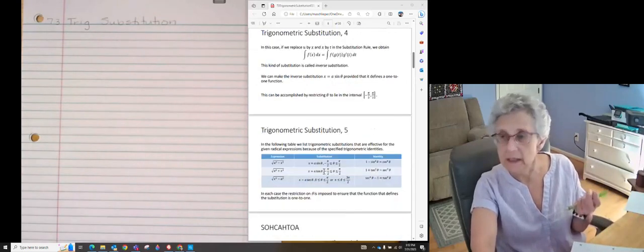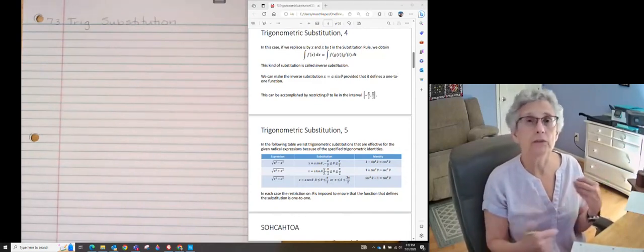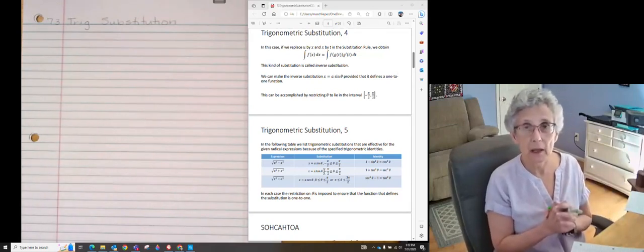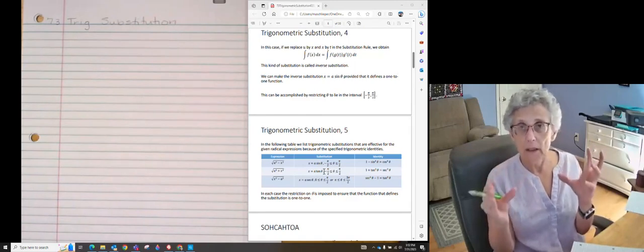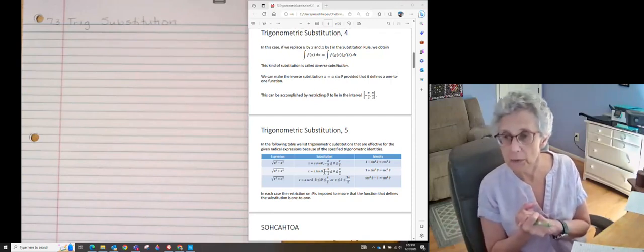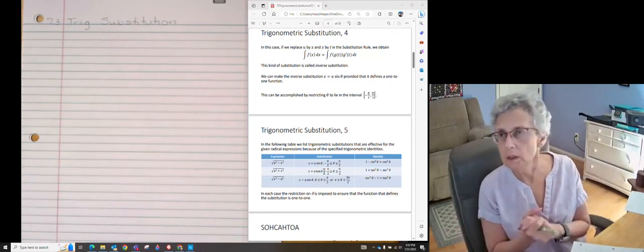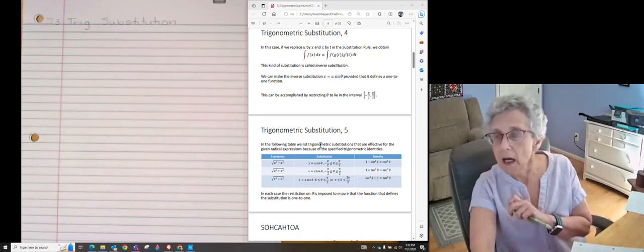We do make some assumptions so that we can have a one-to-one function. If you remember way back when you were learning about inverse trig functions, you had to limit the domain in order to have a function. So we assume some things about our thetas. That's okay, we can do that, we're in control. Let's just review our SOHCAHTOA.